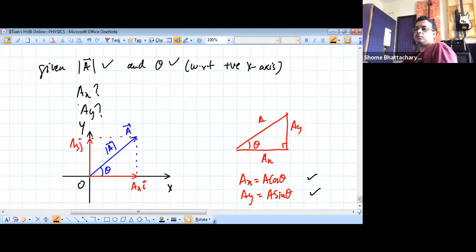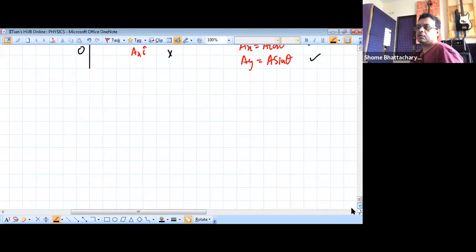Yeah, these are the formulae that we use to find these two things, ax and ay, provided we are given these two things: the magnitude of a and the angle theta. So let's understand each of the quadrants with an example each.